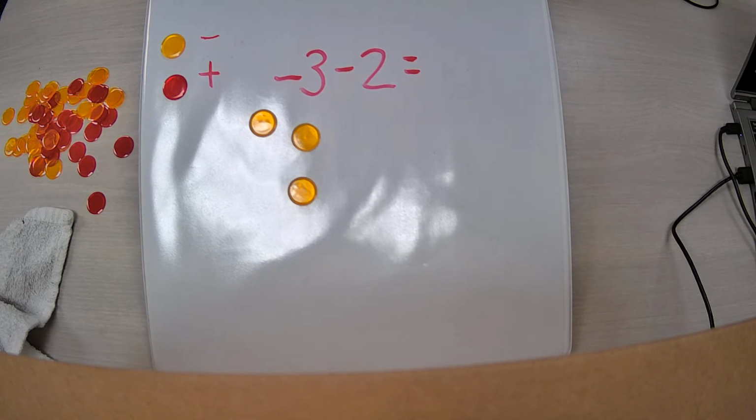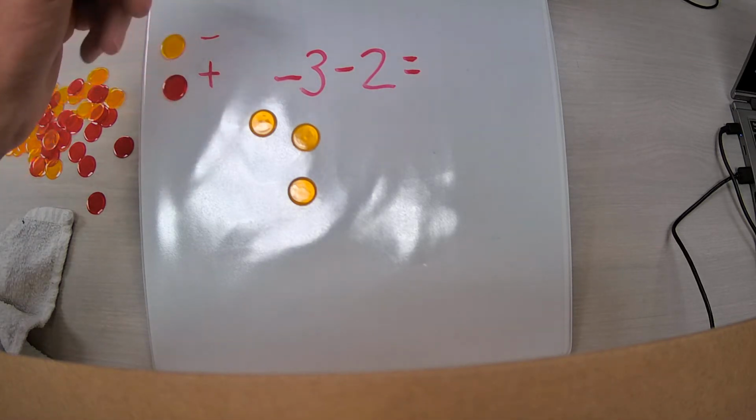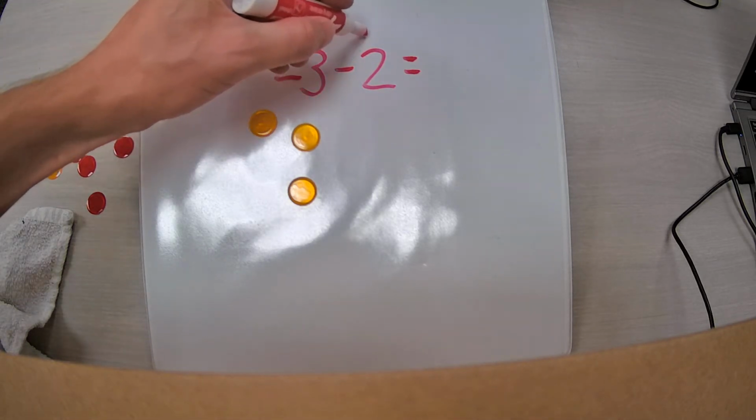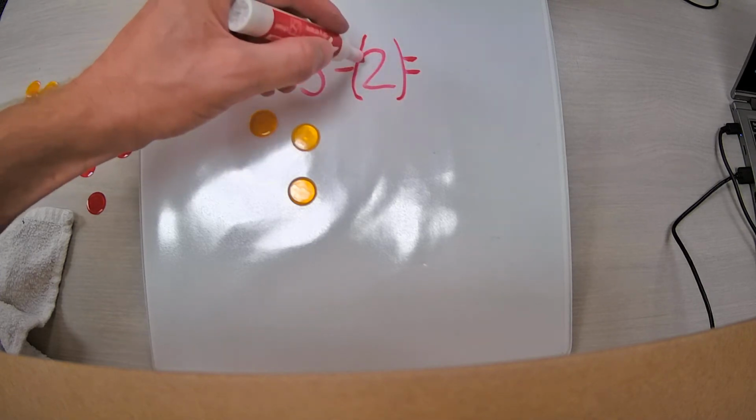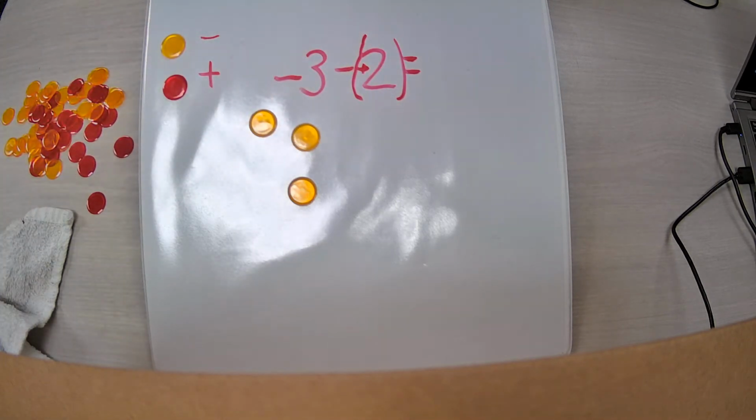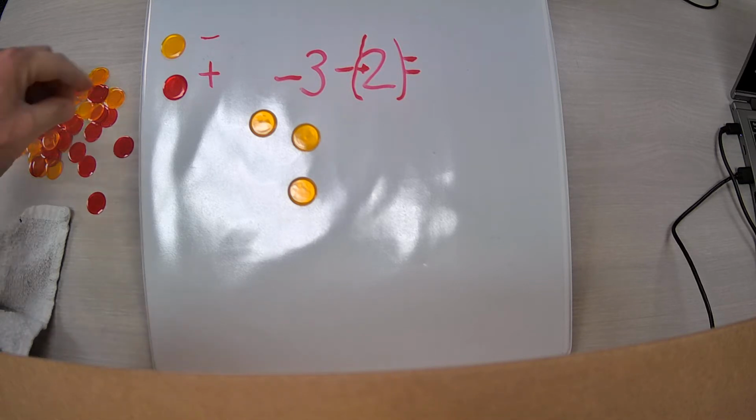Okay, now looking at this problem, we have negative 3 minus 2. To help you understand the difference between the negatives and positives, I'm just going to put these parentheses here because this is a positive 2. So we have a negative 3 minus a positive 2, but looking at the integer chips, there are no positives out there, so we need to make some 0 pairs.